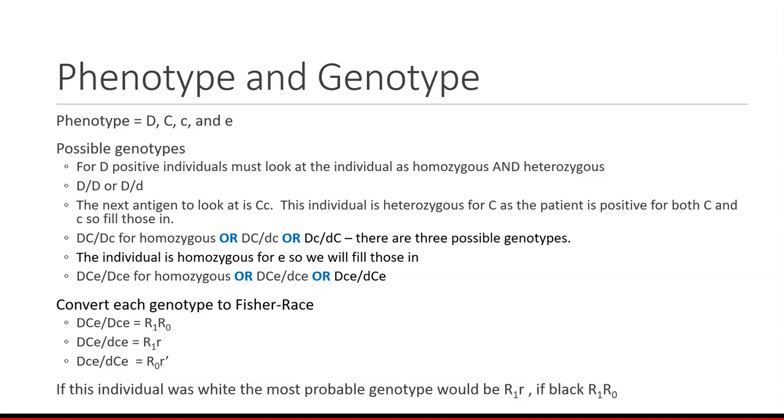Then eventually with time, you will learn the most probable genotypes for the most common genotypes. And if this person is white, their most probable genotype is R1 little r. If they're black, they're R1, R0. So knowing the ethnicity allows you to come to a more accurate conclusion as to the actual genotype of this person.